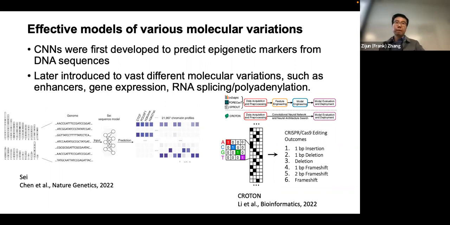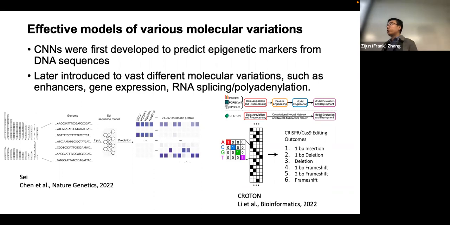and then more recently to protein problems. So here, as an example, we can input the entire human genome as the input to your CNN model and try to predict one of those 22,000 epigenetic markers as measured by chromatin profiles. This set of comprehensive 22,000 chromatin profiles can very comprehensively characterize the specific features for any given chunk of DNA.